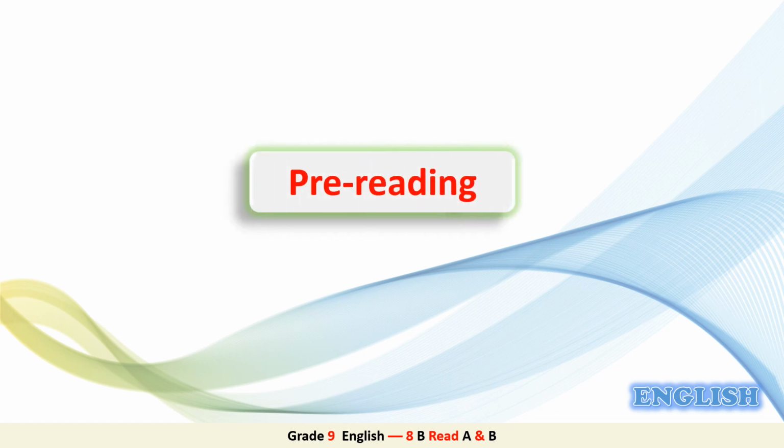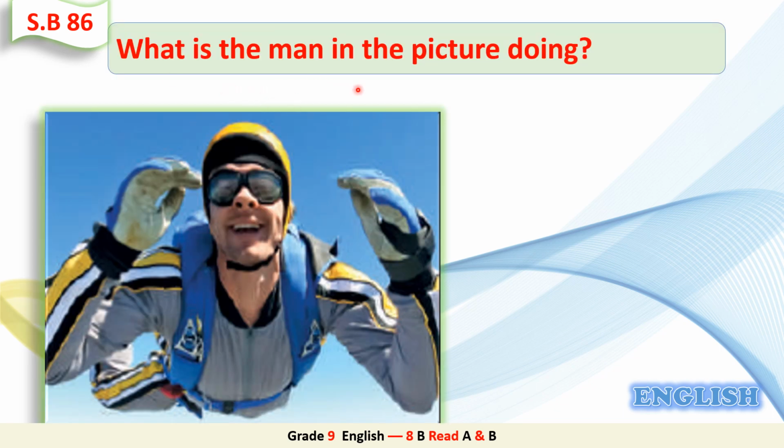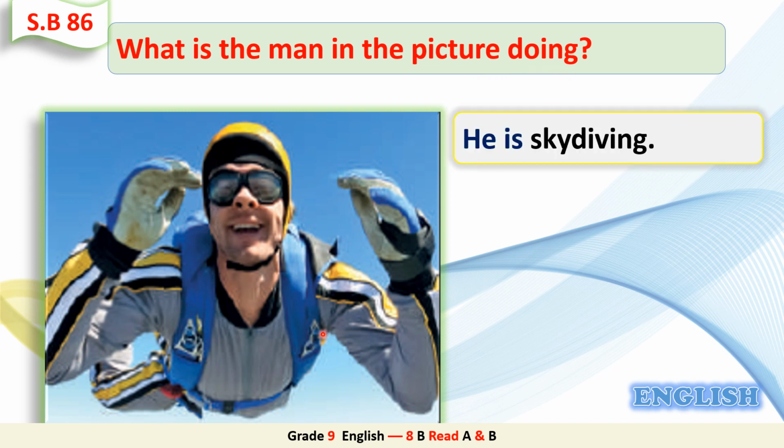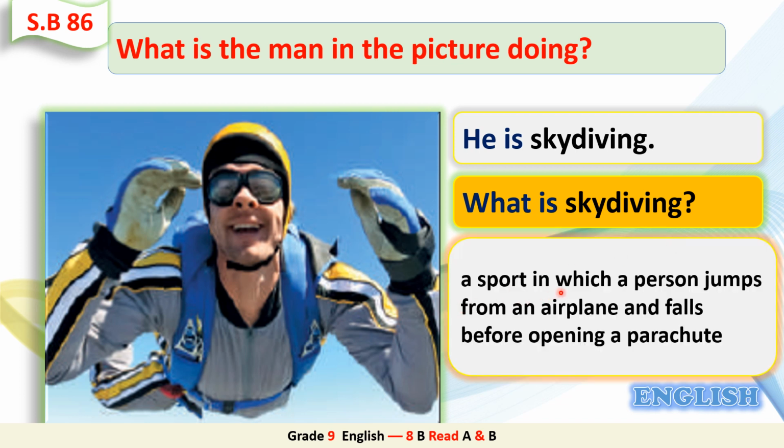First, let's have this pre-reading question. Now open your student's book, page 86. Look at this picture. What is the man in the picture doing? Excellent. He is skydiving. Now the question is, what is skydiving? What do you think skydiving is? Great. It's a sport in which a person jumps from an airplane and falls before opening a parachute.